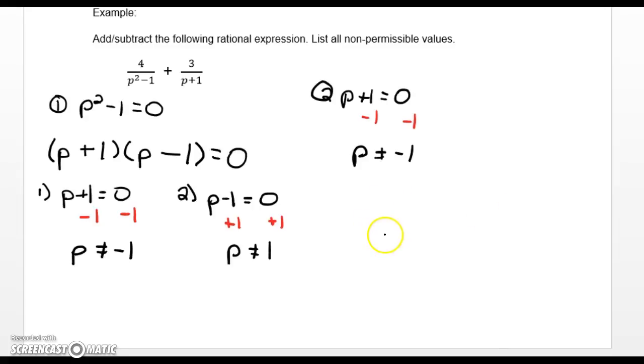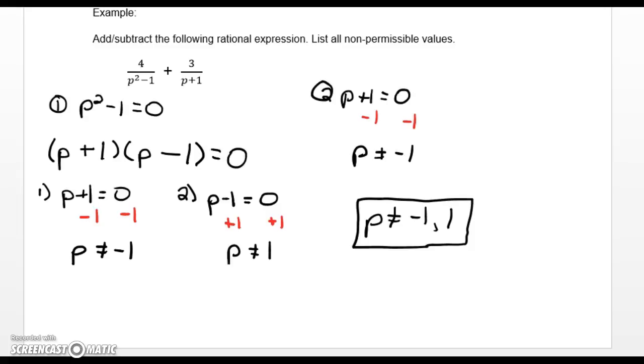Then we can write this as a simplified statement here. So you could say that p cannot equal to negative 1 and 1. And then here we have negative 1 again, but we don't want to rewrite that because it's already listed in our statement. So here is our list of non-permissible values: p cannot equal to negative 1 and positive 1. And once we've done that, we're ready to move on.